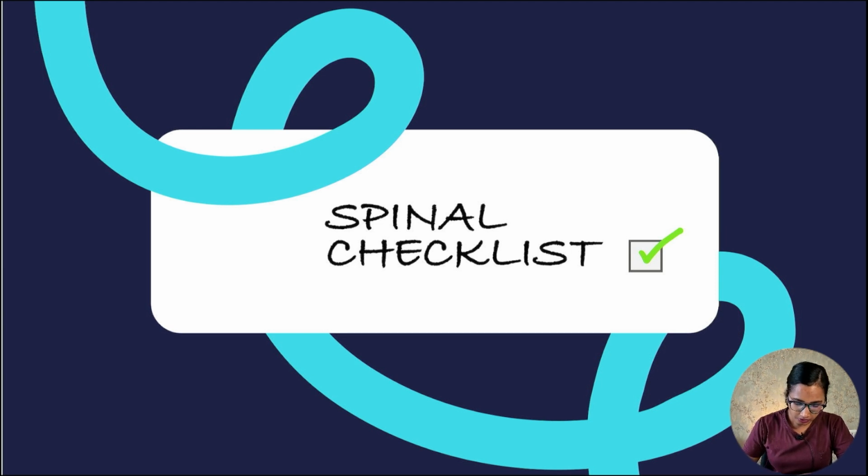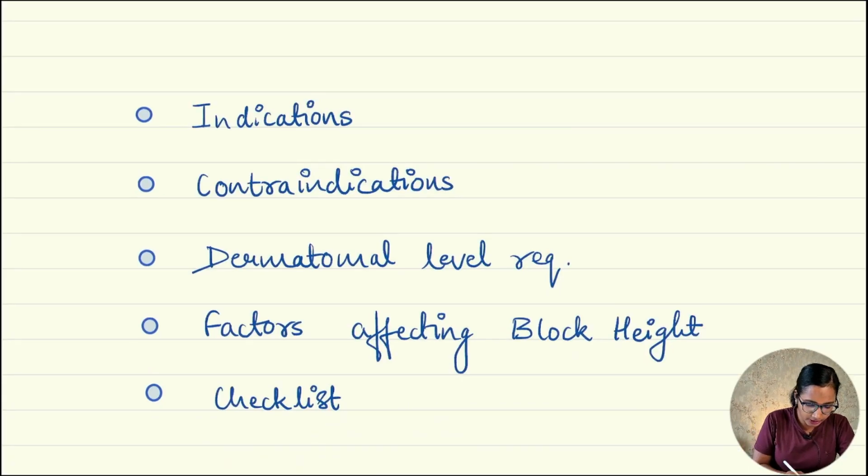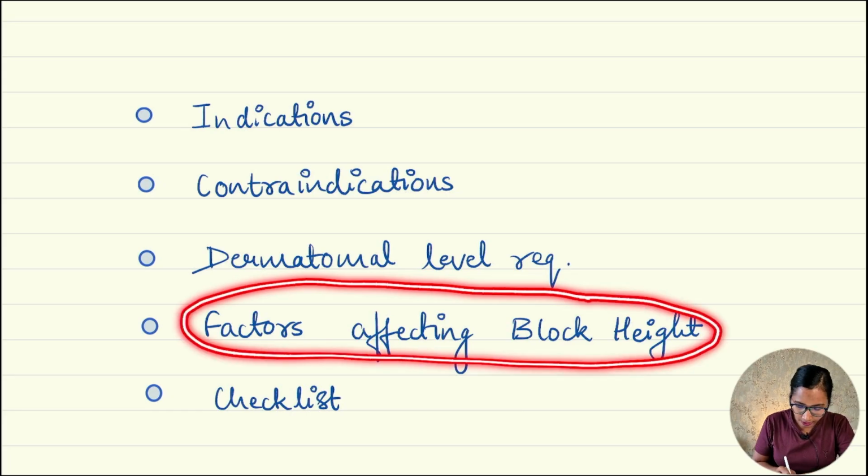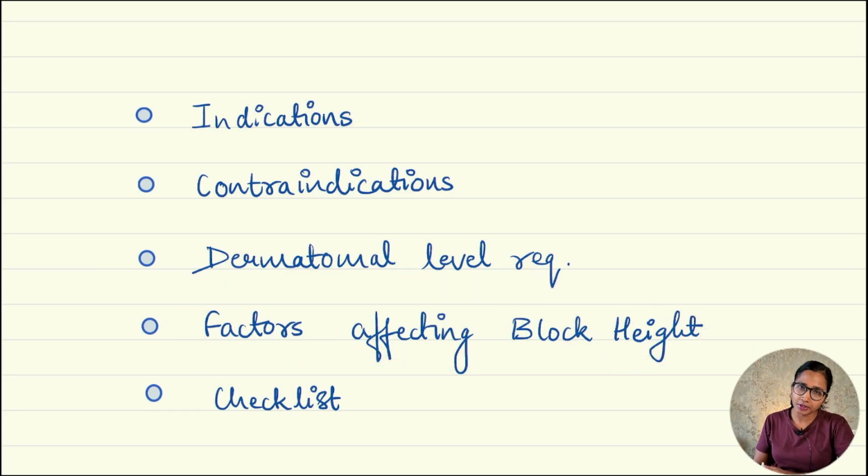In this class, we will discuss indications and contraindications of spinal anesthesia or neuraxial blockade, dermatomal level requirements of some basic surgeries, and factors affecting block height. Factors affecting block height is an important topic, and understanding it will help you achieve the desired block height in a difficult case as well, for a desired duration as well. And finally, I will share with you the exact checklist.